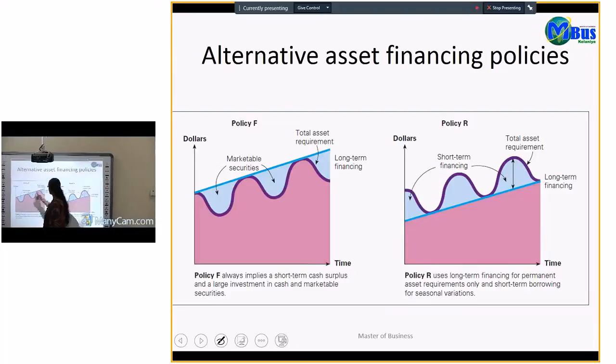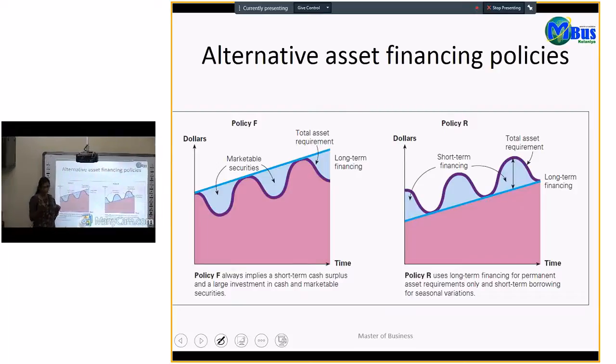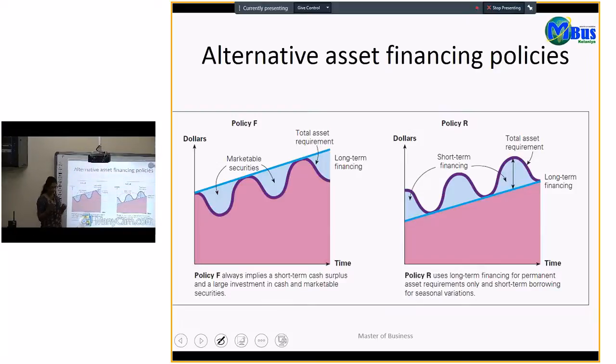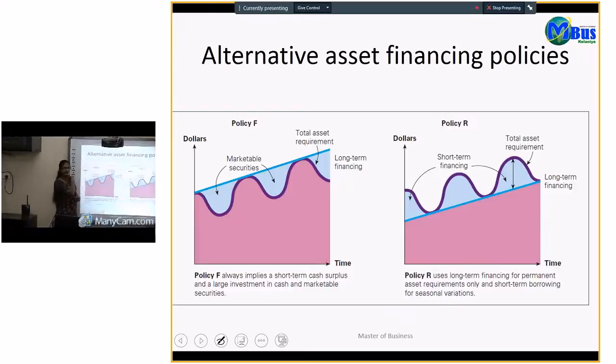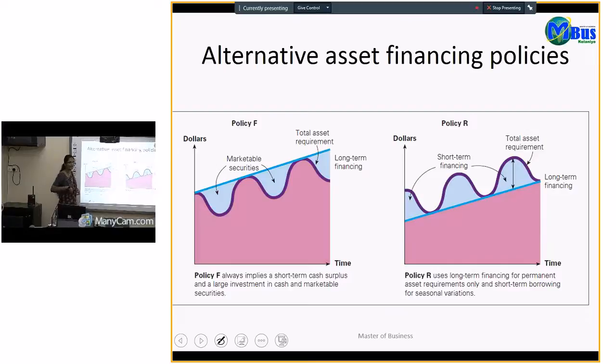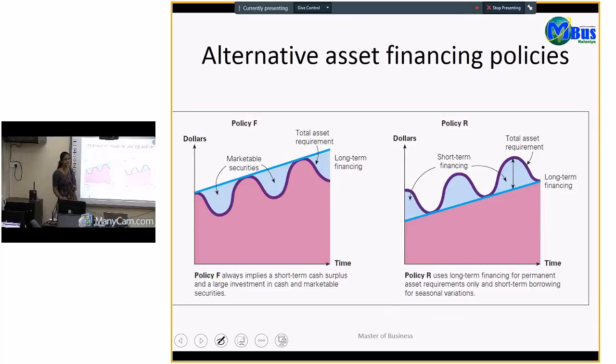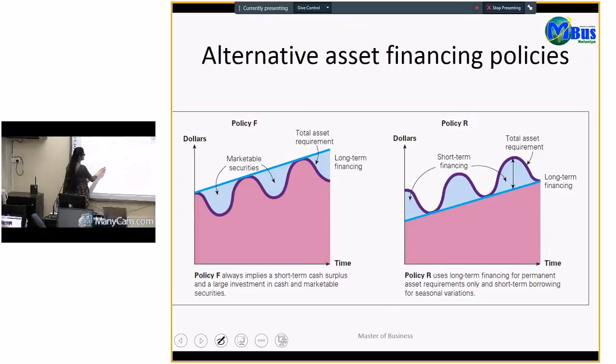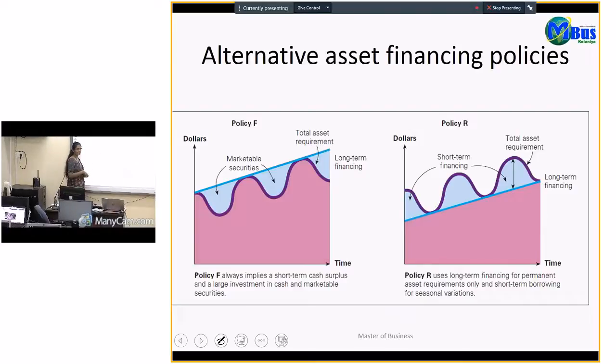In the flexible policy, what do they do? They maintain a very small amount of current liabilities. That means they have financed the total current asset requirement, permanent plus temporary, using long-term sources of finance. In this policy, they maintain very low current liabilities. That means to finance almost the total current assets, they have used long-term sources of finance.